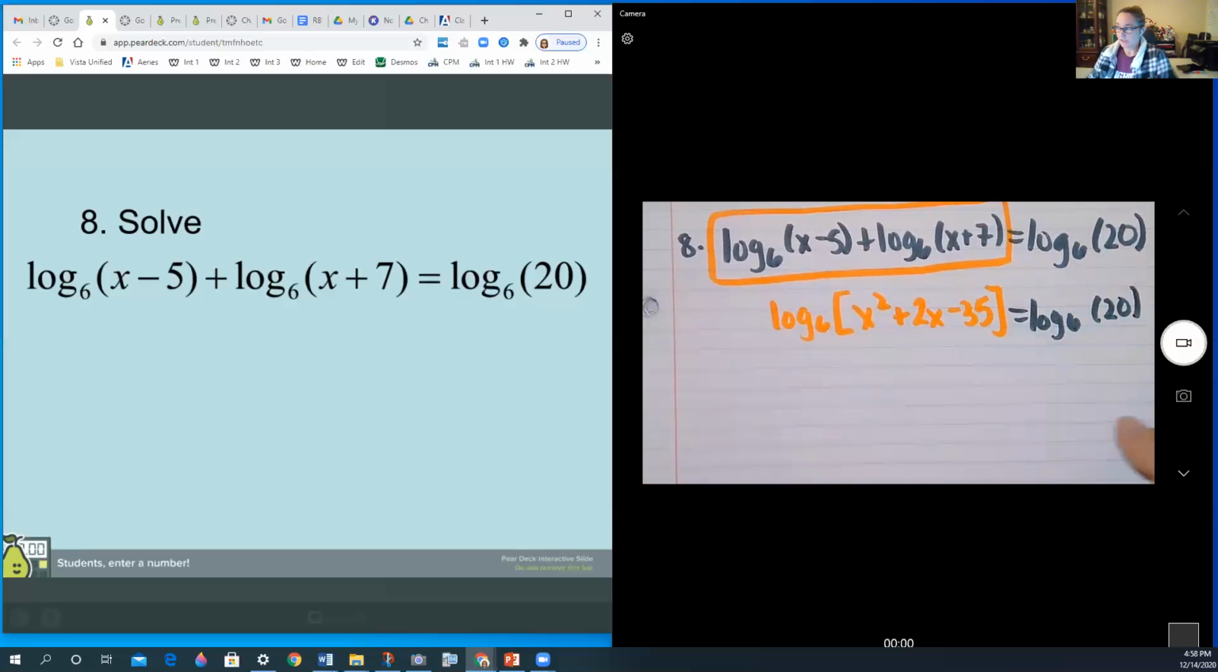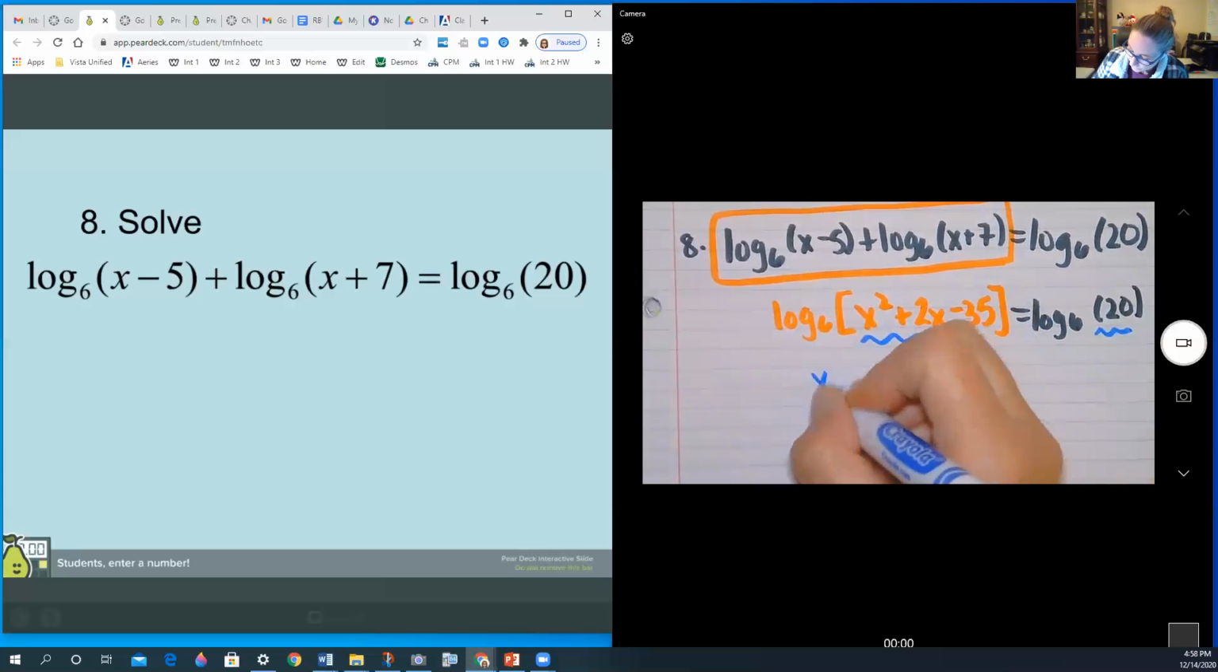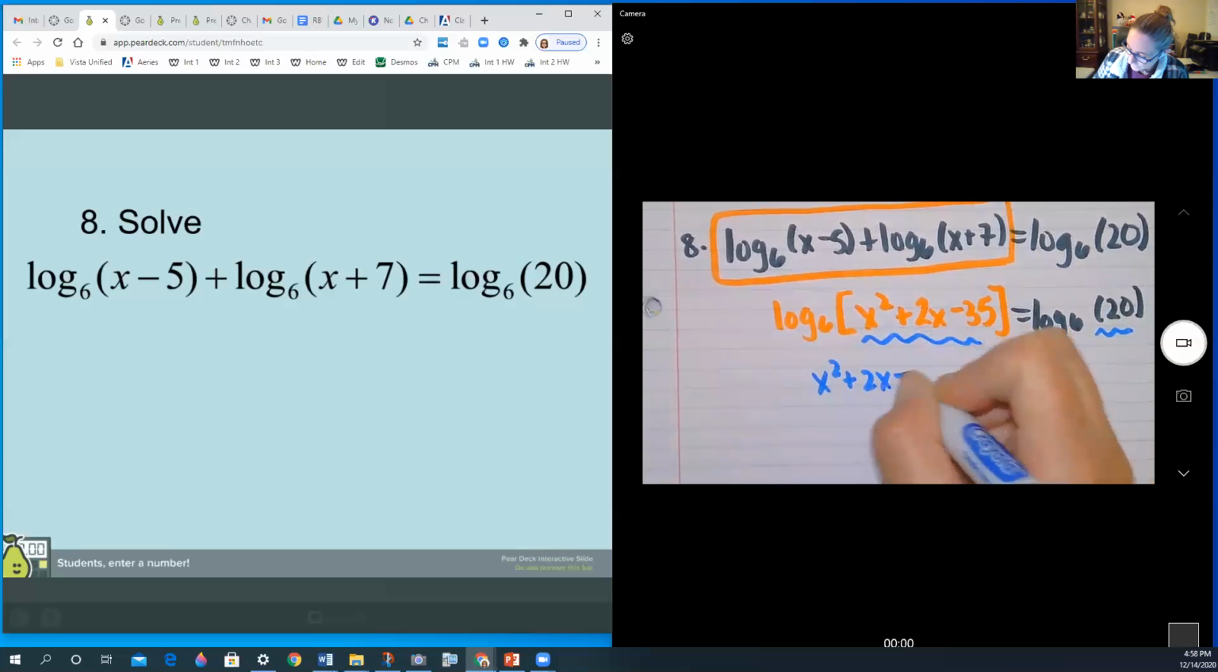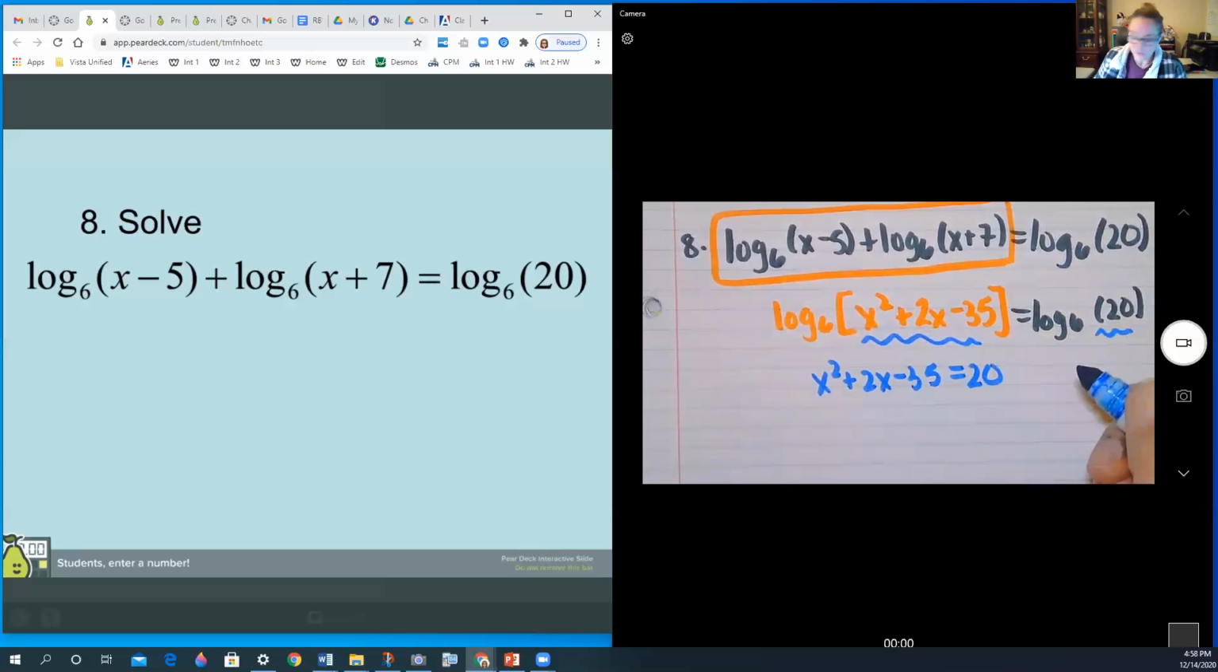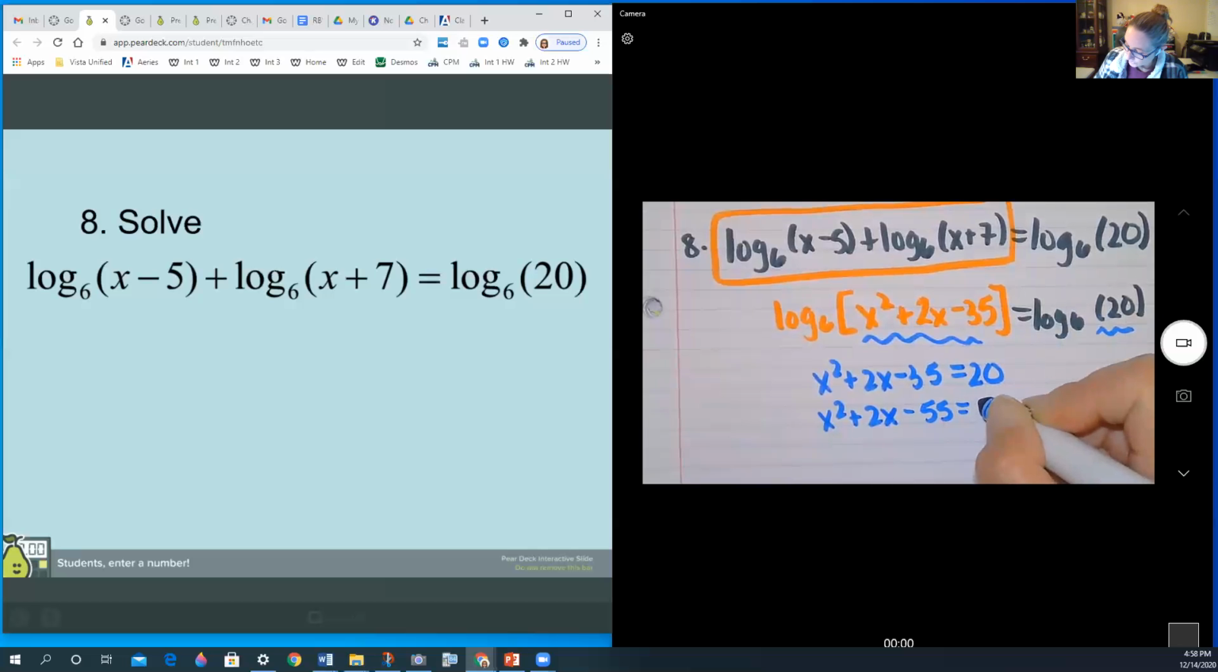When we get a single log on one side equal to a single log on the other side, whatever you're taking the log of on both sides, this and this will be set equal. So I'm going to have x squared plus 2x minus 35 is equal to 20, and I'm going to solve this quadratic. So I'm going to get x squared plus 2x minus 55 is equal to 0. And then I'm going to solve this equation.